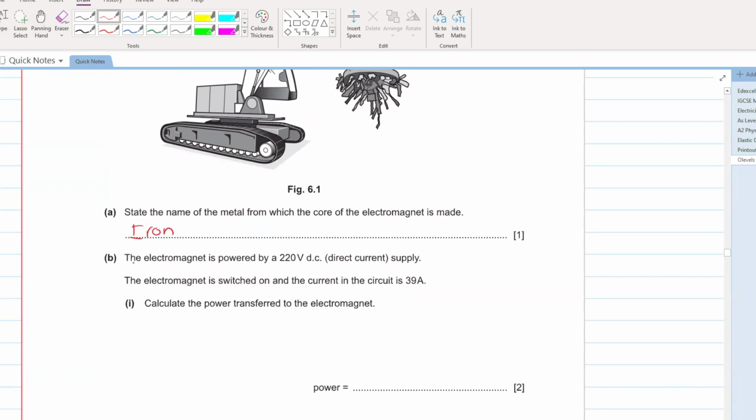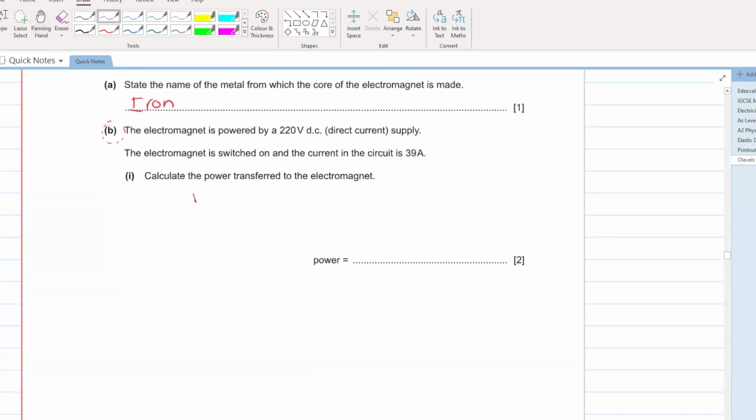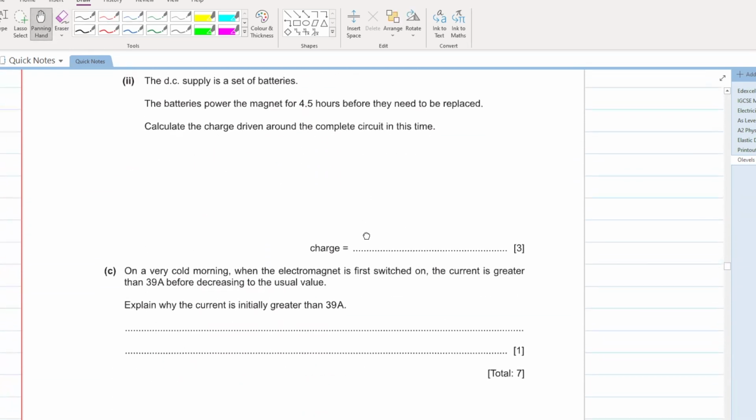Try out part B, each and every one of you, and tell me the answer in the chat. What do you have here? You have the voltage, you have the current. Can you calculate the power? Yes, power is equal to IV. Current is 39, voltage is 220. 39 into 220 comes out to be 8580 watts. Simple. Let's further move ahead.